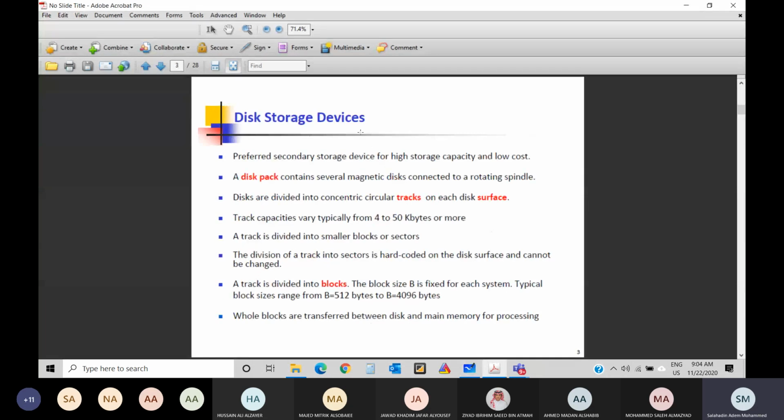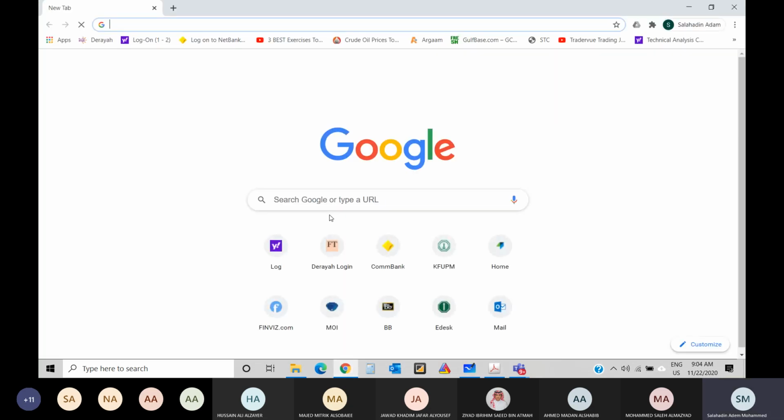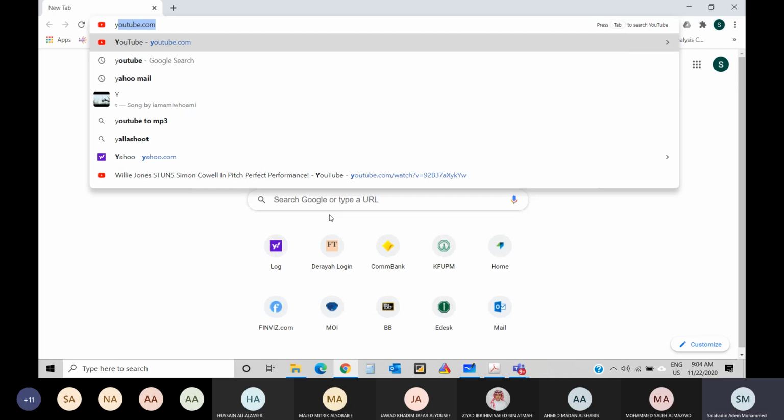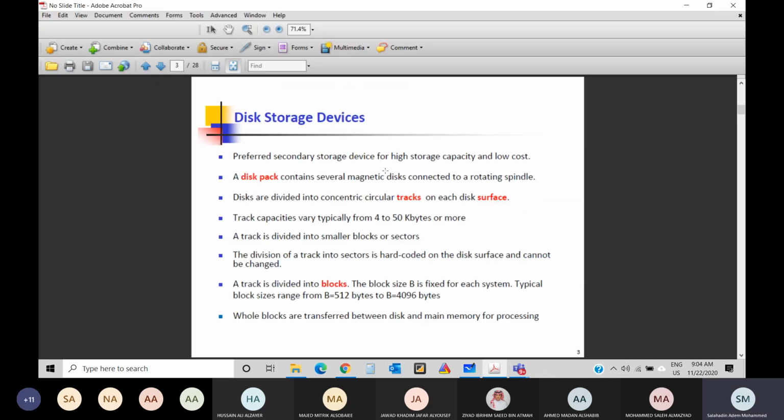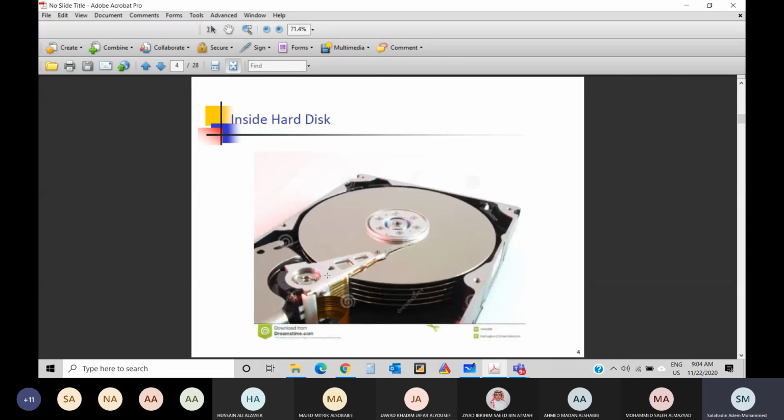Disk storage devices. If you look at your hard disk, okay, let me show you your hard disk. Okay, sorry. If you look at your hard disk, which looks like this, if you open it, your hard disk looks like a lot of what? A lot of CDs put together. So, for example, this looks like one CD, another CD, another CD, another CD, another CD. Do you know CD, guys? Yes. Of course, yes. Okay, I don't know.